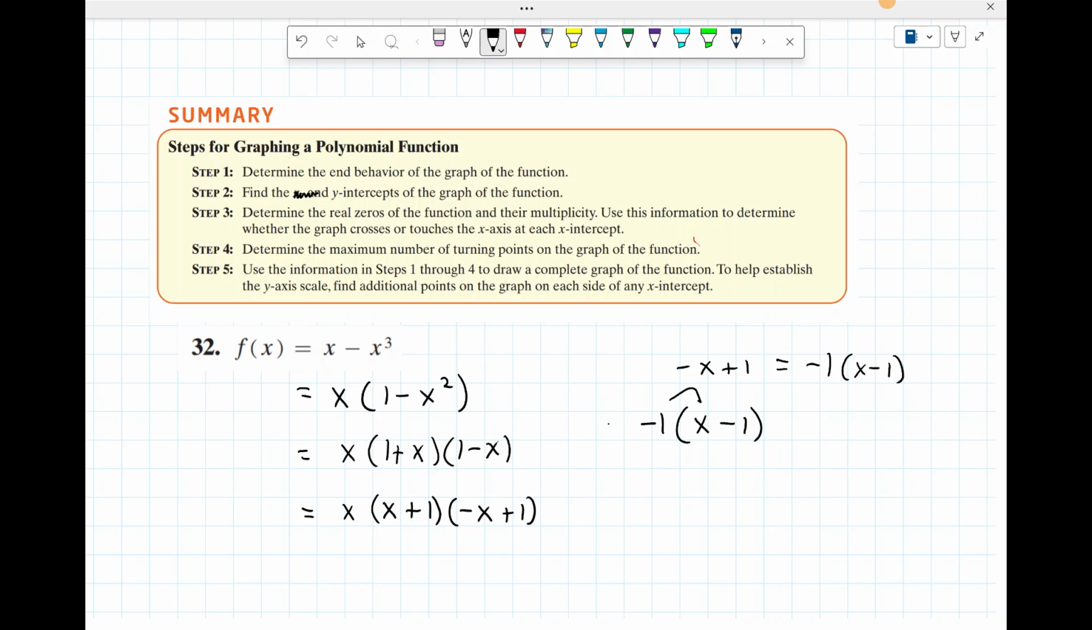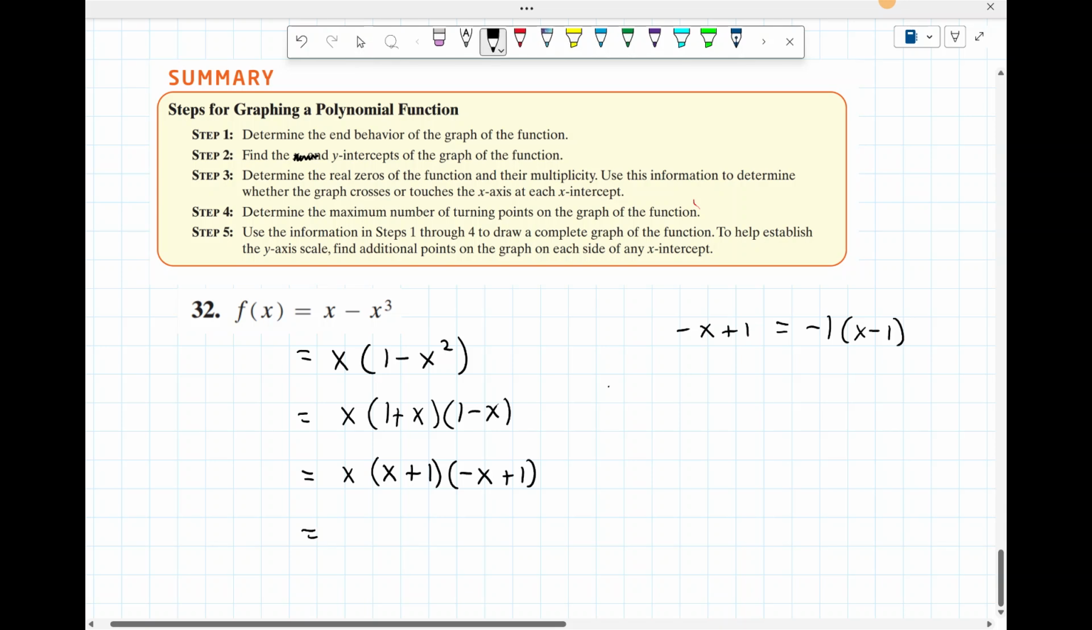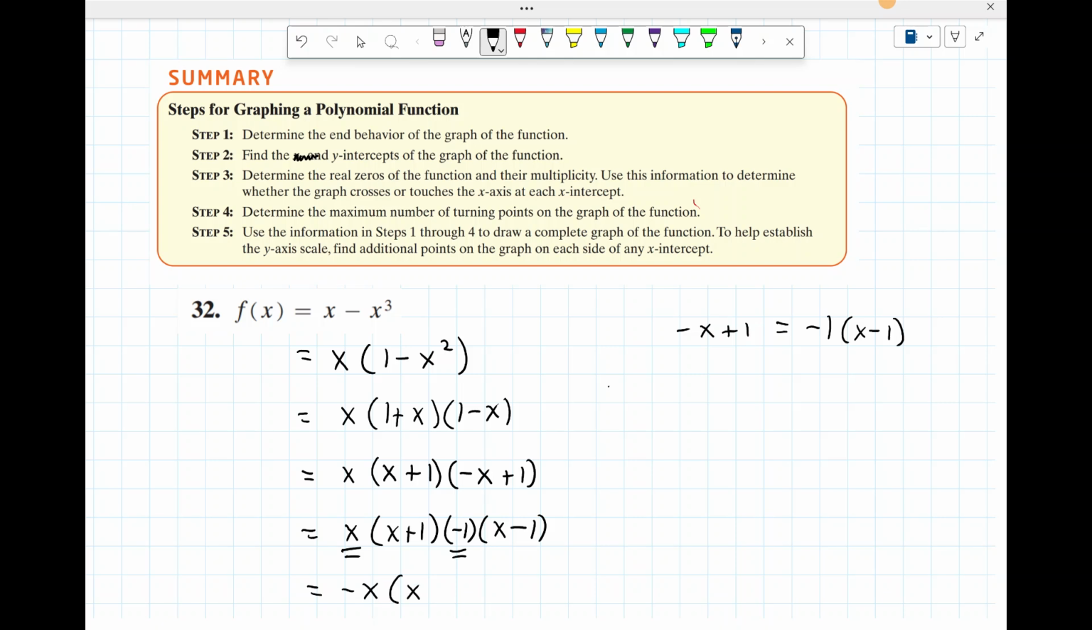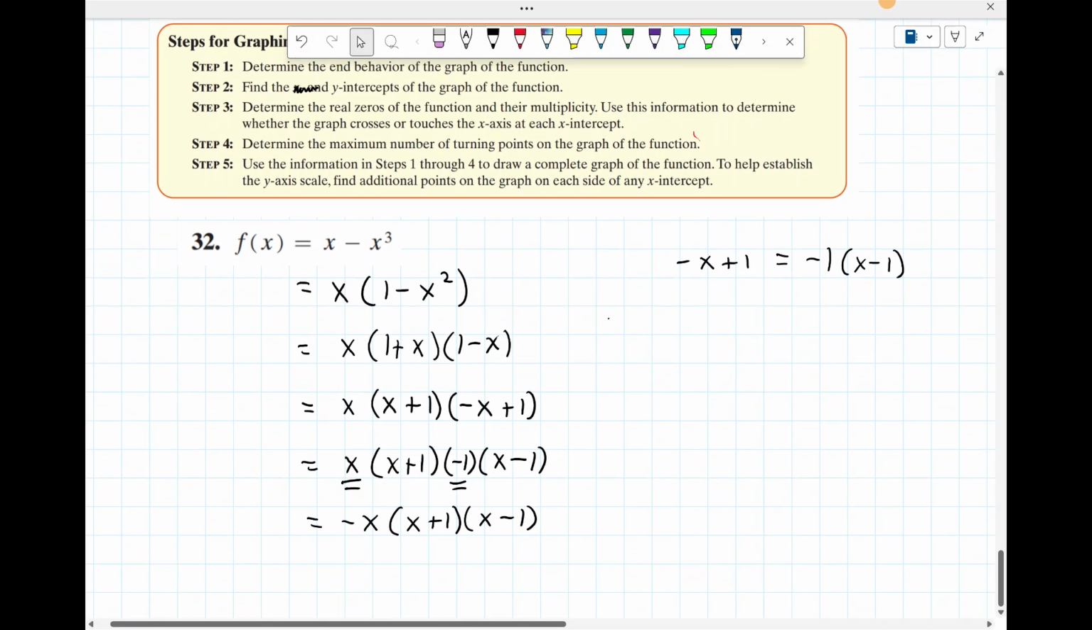If you don't believe me, do it in reverse. Do the distributive property. Negative 1 times x is negative x. Negative 1 times negative 1 is positive 1. That checks out. So I am going to do this. x plus 1, and I extract the negative 1. I factor it out, and now I'm left with x minus 1. And then I'm actually going to combine x times negative 1, and I end up with negative x. Okay. And now we have our function expressed in factored form.